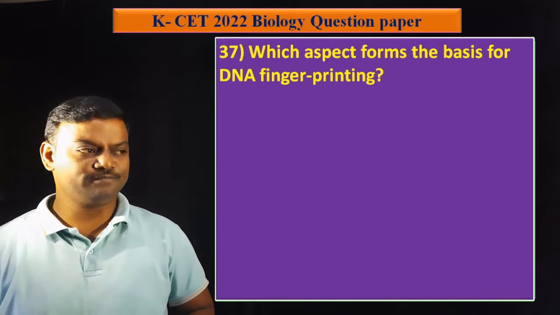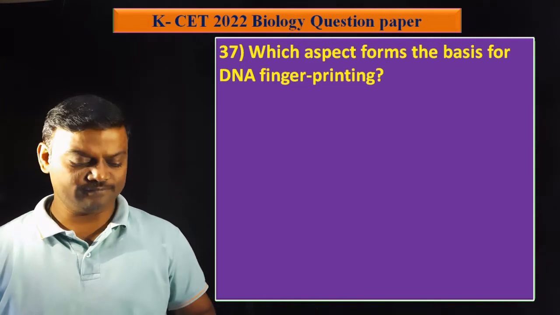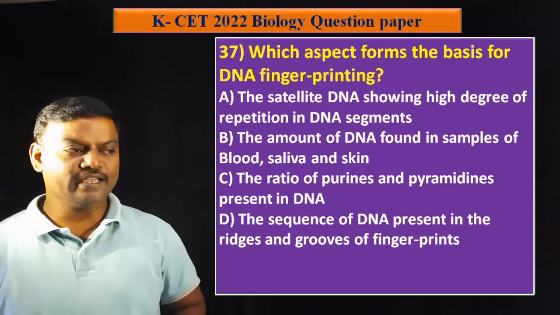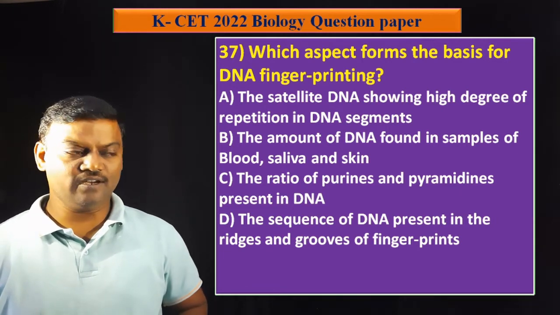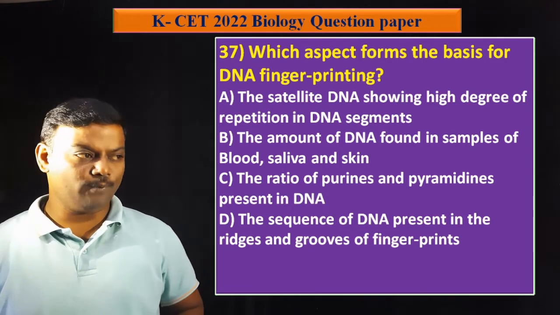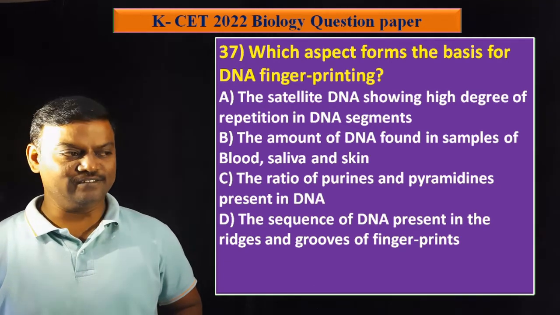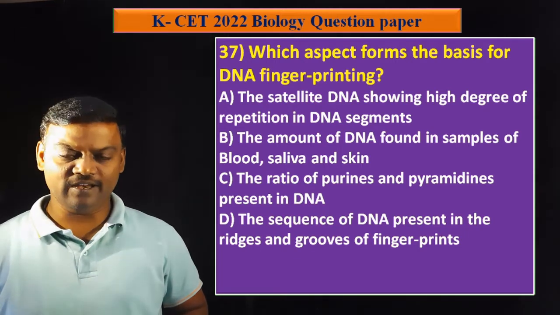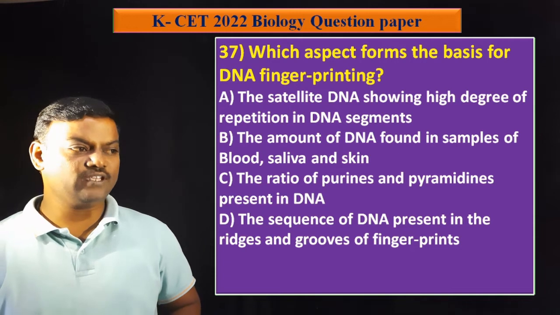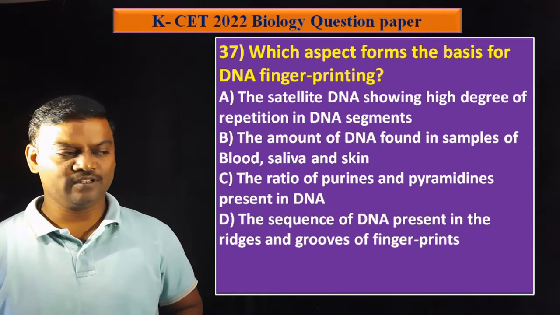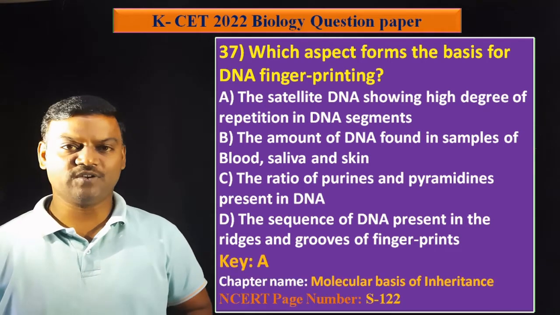Question number 37. So which aspect forms the basis for DNA fingerprinting? Option A, the satellite DNA showing high degree of repetitions in DNA segments. Option B, the amount of DNA found in a sample of blood, saliva and skin. Option C, the ratio of purines and pyrimidines present in DNA. Option D, the sequence of the DNA present in the ridge and grooves of fingerprints. In this, the correct answer is option A.